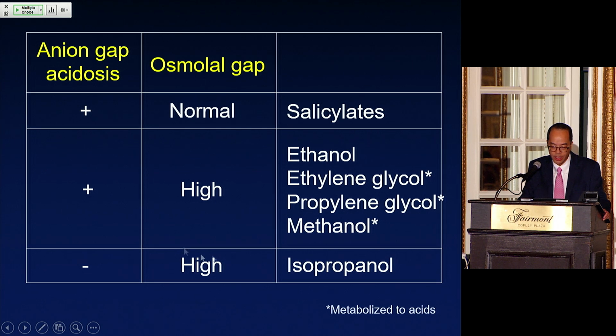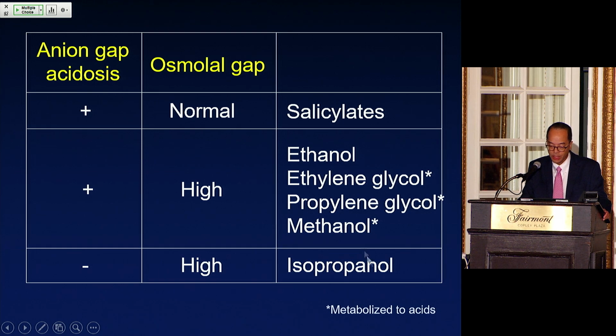Examples of these that contribute to the osmolar gap are ethanol, ethylene glycol, propylene glycol, and methanol. All cause an anion gap acidosis. In the case of these three, they're all metabolized to acids and acid anions. Ethanol itself is not metabolized to an acid, but it stimulates alcoholic ketoacidosis, so it's the keto anions that cause the anion gap acidosis.